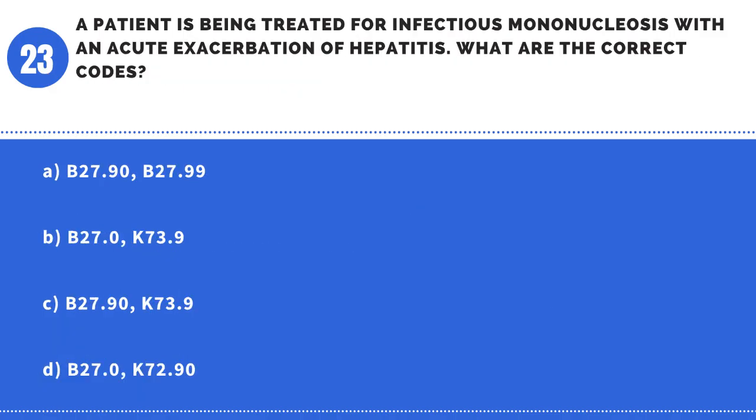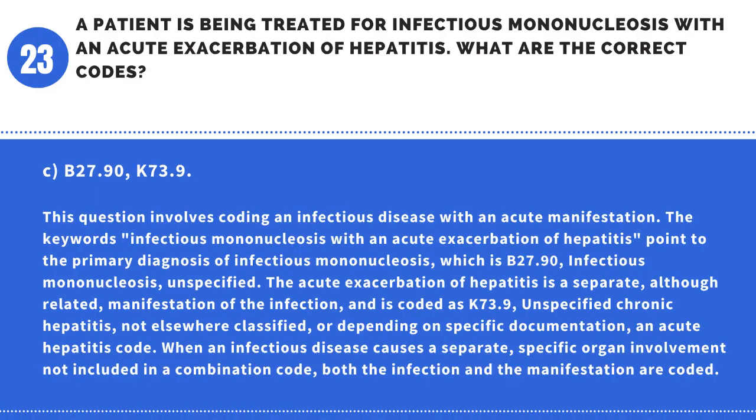Question 23. A patient is being treated for infectious mononucleosis with an acute exacerbation of hepatitis. What are the correct codes? A. B27.90, B27.99. B. B27.0, K73.9. C. B27.90, K73.9. D. B27.0, K72.90. Answer C.